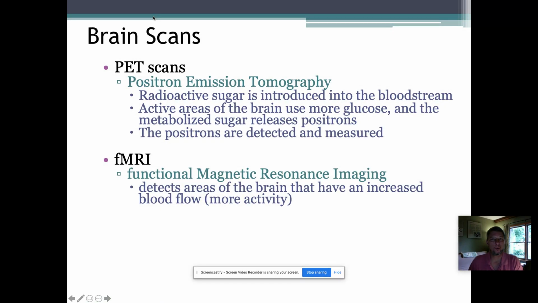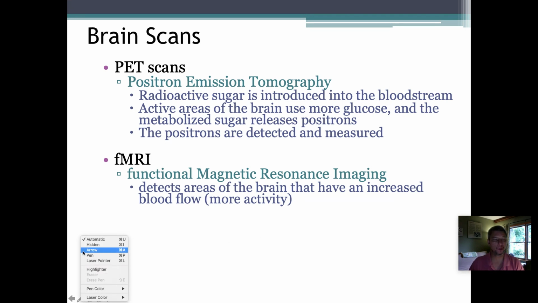Good morning, and welcome to the third of three videos on the first section of Chapter 2 in your textbooks, entitled The Neuron. We'll start this video with a brief discussion of brain scans.